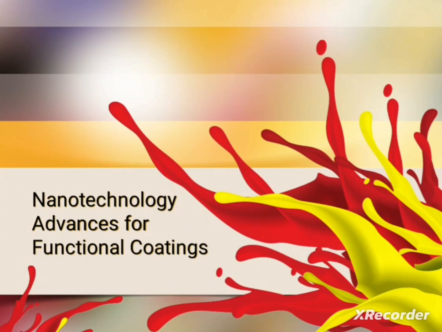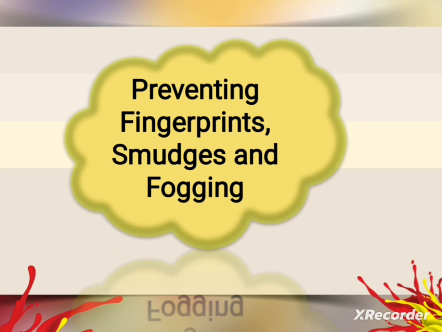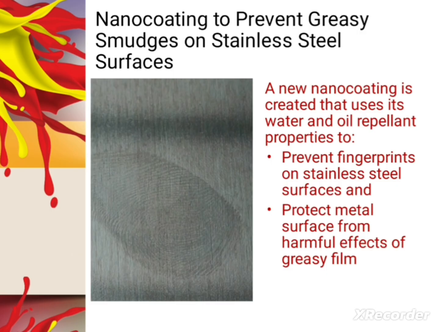Secondly, if we talk about nanotechnology advances for functional coatings, then I will discuss three things, that is prevention against fingerprints, smudges and fogging. If we nanocoat the stainless steel surface, it provides two things. First is the prevention against fingerprints on the steel surface, and second is the protection of metal from the harmful effects of greasy films.